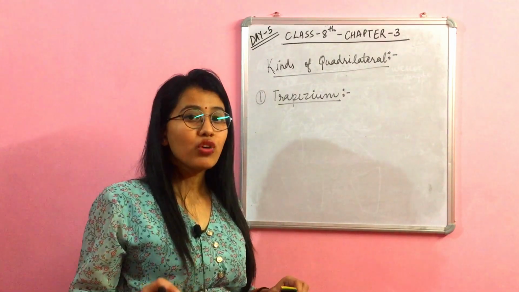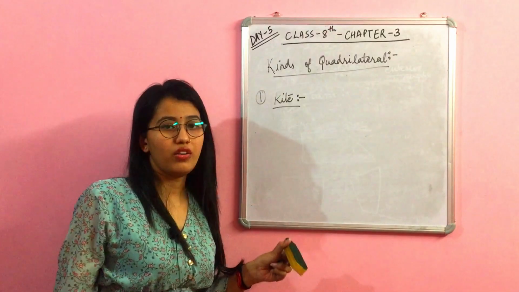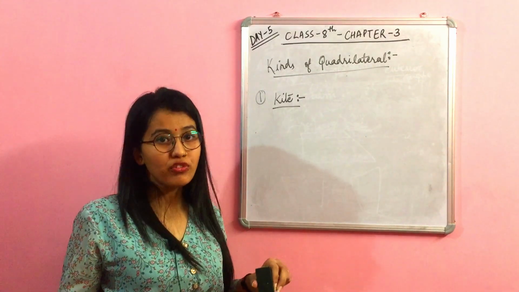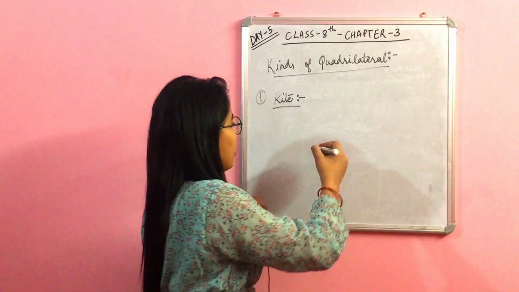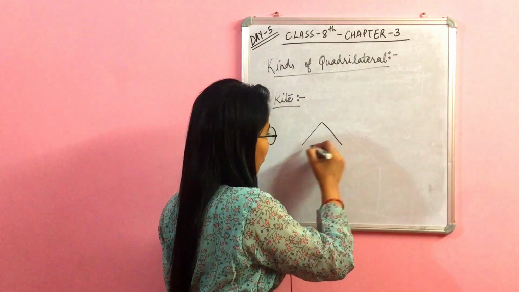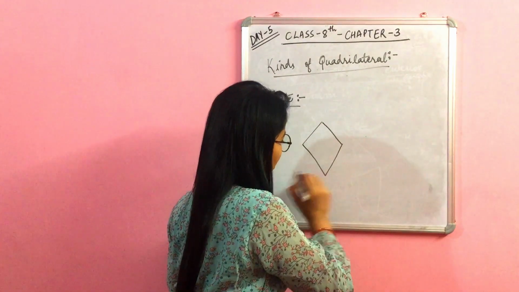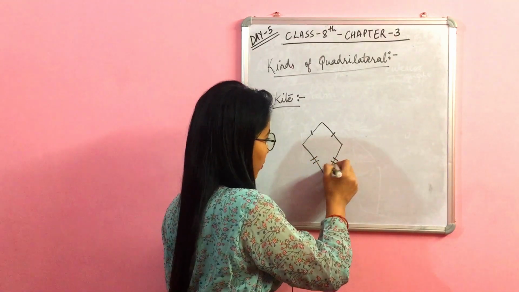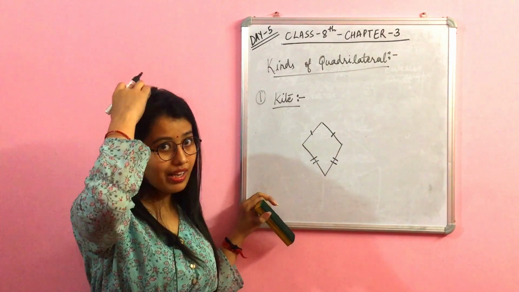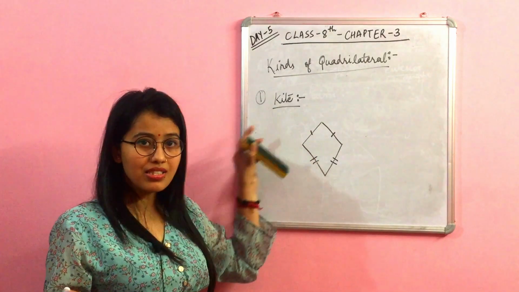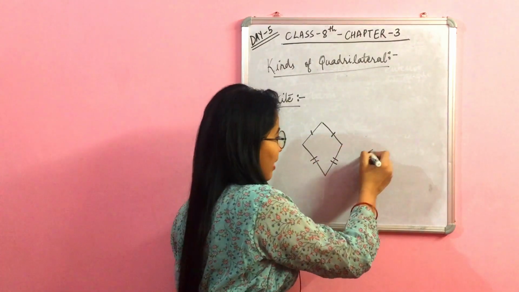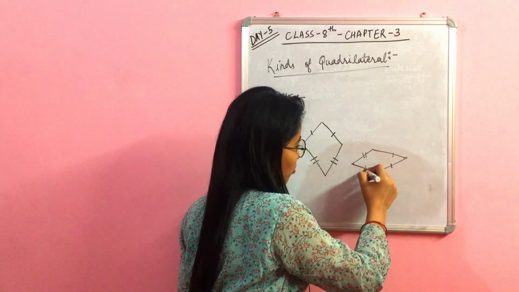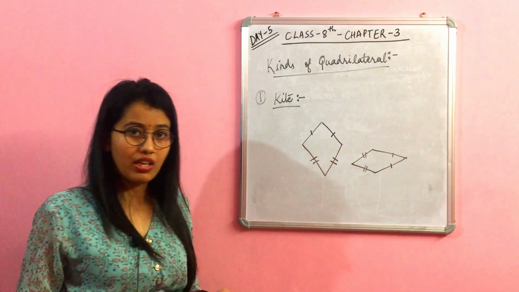Now the second one is kite. A kite is a special type of quadrilateral. If it is in the shape of this kite, and these two sides are equal and these two sides are equal, then it is known as a kite. Similarly, if it is like this, these two are equal and these two are equal, so this is also a kite.